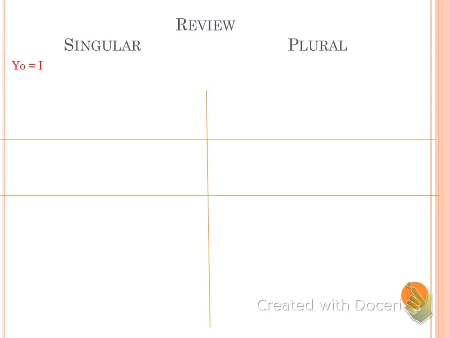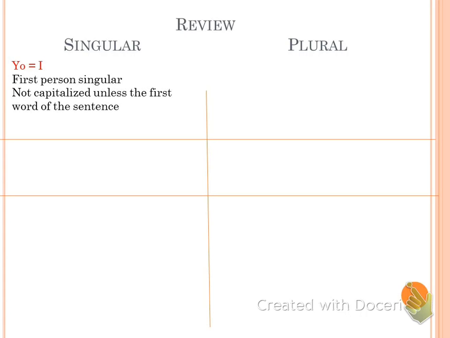So here's where you're filling in your paper. First box is always going to be the yo form. Okay, no matter what. First person singular, always going to be the yo. And only when you are talking about yourself. In English, we have a capitalization rule that we always capitalize the I. In Spanish, we don't have to. The yo can be lowercase, unless it's the first one in the sentence.